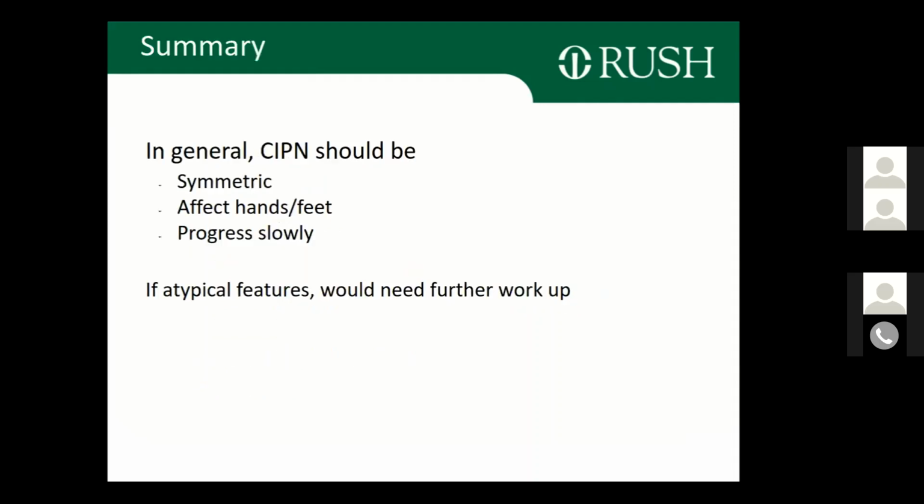So in summary, in general, chemotherapy-induced peripheral neuropathy should be symmetric. It affects hands and feet. It should be in all of the limbs. If it's just on one side or the other, then we would look for more focal neuropathy that's usually compressive. And then generally they progress slowly. If there are atypical features, such as asymmetry, or if they're happening pretty quickly, within days to weeks, you definitely would need further workup looking for other causes.